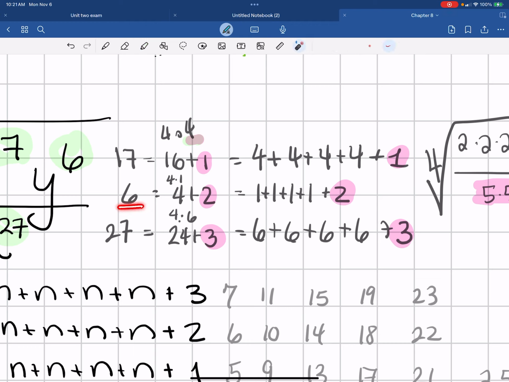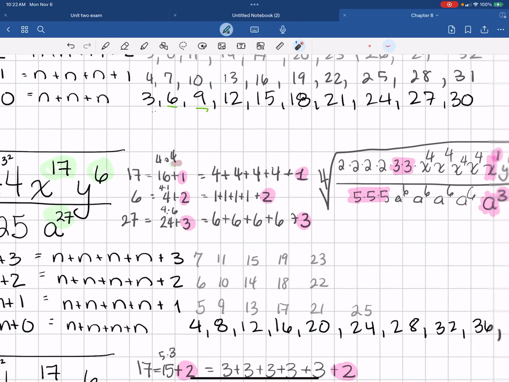6 is just 4 plus 2, so that's really 4 times 1. So it's 1, 4 times, plus the 2. And then 27 is 24 plus 3. So 24 is 4 times 6. So it's 6 added to itself 4 times plus the 3. And I'm highlighting these because they're going to be the leftovers.